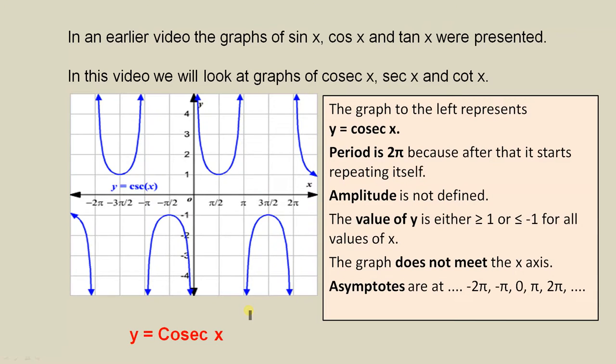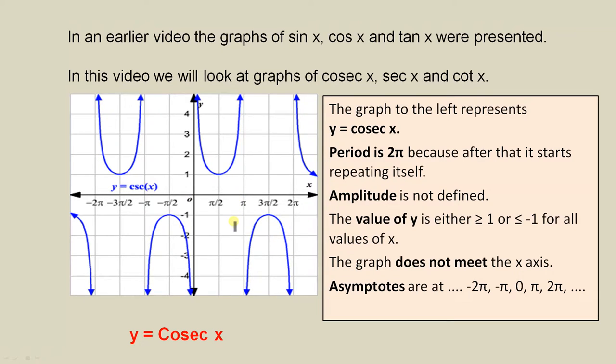The value of y is either greater than or equal to 1, that's in that direction there, or less than or equal to minus 1 in that direction there, for all values of x. You can see that the graph does not meet the x-axis at any stage.